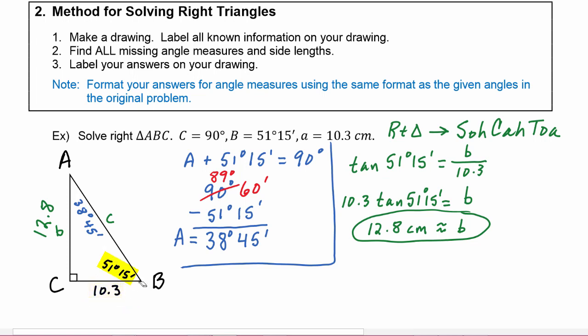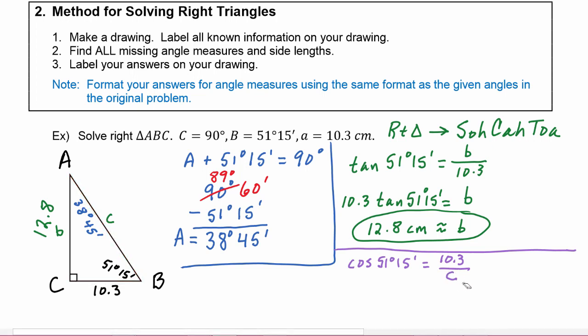Now, relative to the 51 degrees 15 minutes, we have to figure out which part of SOHCAHTOA we have. We know the 10.3 is the adjacent leg and C is the hypotenuse. So if we have the adjacent leg and the hypotenuse, we know we're using cosine. So now we can come through here and say that the cosine of 51 degrees 15 minutes has to equal the adjacent leg 10.3 divided by the hypotenuse, which is C.